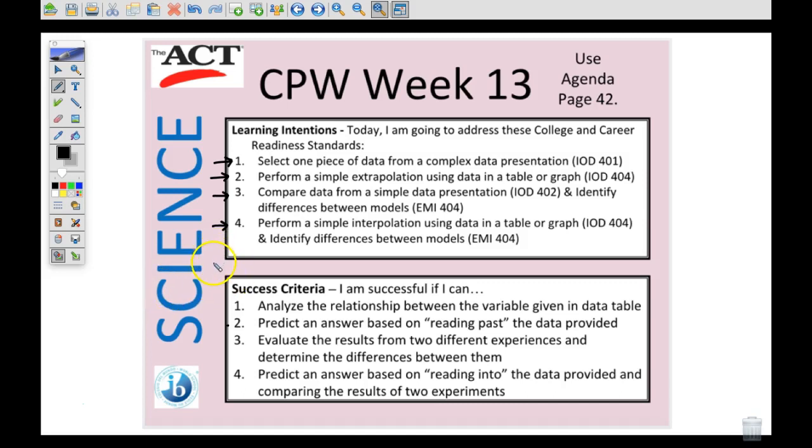We'll know we'll be successful when we can analyze the relationship between the variables given in a data table, when we can predict the answer reading past the data provided, when we can evaluate the results of two different experiments and determine the differences between them, and when we can predict an answer based on reading into data provided and comparing the results of the two experiments in question.